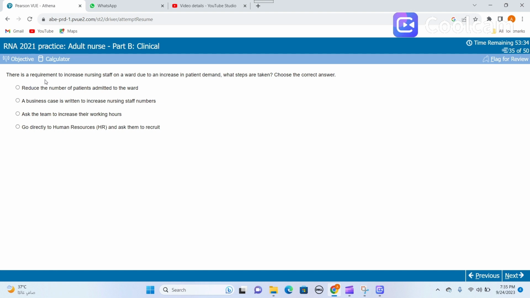informed. There is a requirement to increase nursing staff on a ward due to increased patient demand. What steps are taken? Choose the correct. Reduce the number of patients admitted in the ward? No way. We will not be reducing the number of patients. A business case is written to increase nursing staff number. Business case is written. Okay, ask the team to increase the working hours. We cannot ask the team to work more than the required hours. Go directly to the HR? No way. We cannot go to the HR directly. So here we can just write.